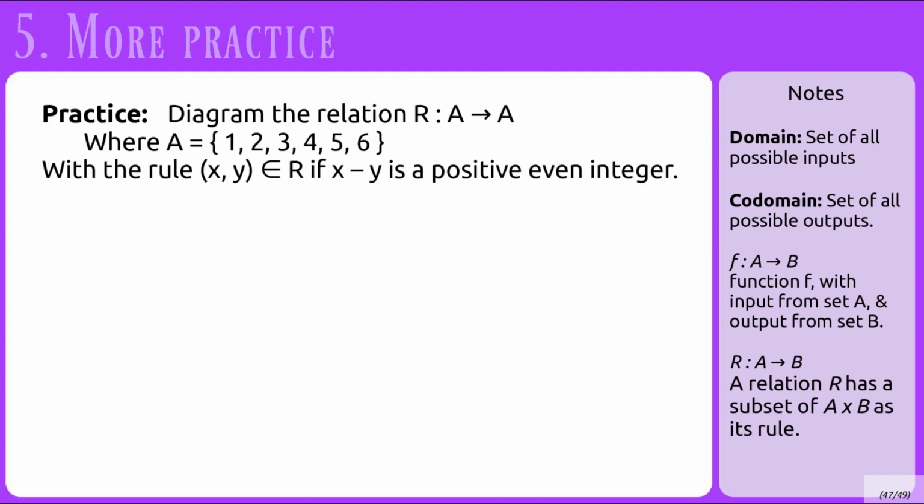Let's try to practice one more time. This time we have the relation R from A to A. The set A is {1, 2, 3, 4, 5, 6}. And we have the rule that there's a relationship between input x and output y if x minus y is a positive even integer.